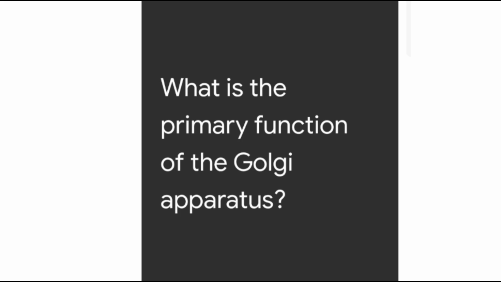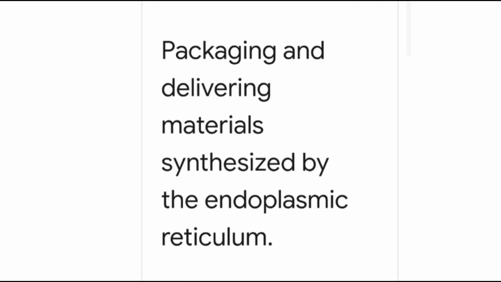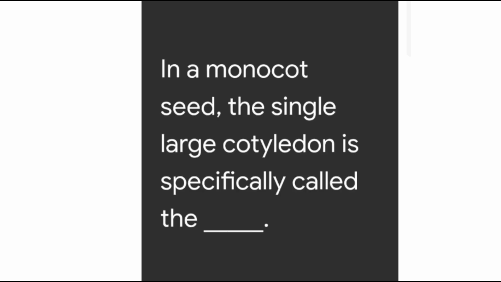What is the primary function of the Golgi apparatus? Packing and delivery of the material that is synthesized by the ER, that is endoplasmic reticulum. In the monocot seed, the single large cotyledon is specifically called the scutellum. Scutellum is the layer. In monocot seed, the single largest cotyledon is the scutellum.